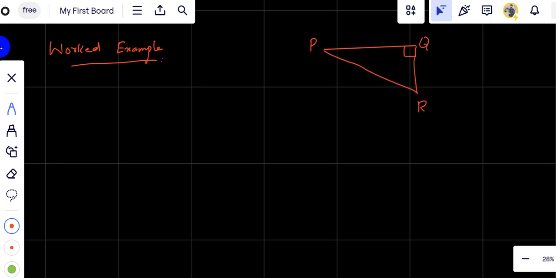So can you suggest the length of these sides? What will be the length of PQ? 15 centimeters, right? And for PR, 17 centimeters, and QR is to be found. Okay, QR is missing.